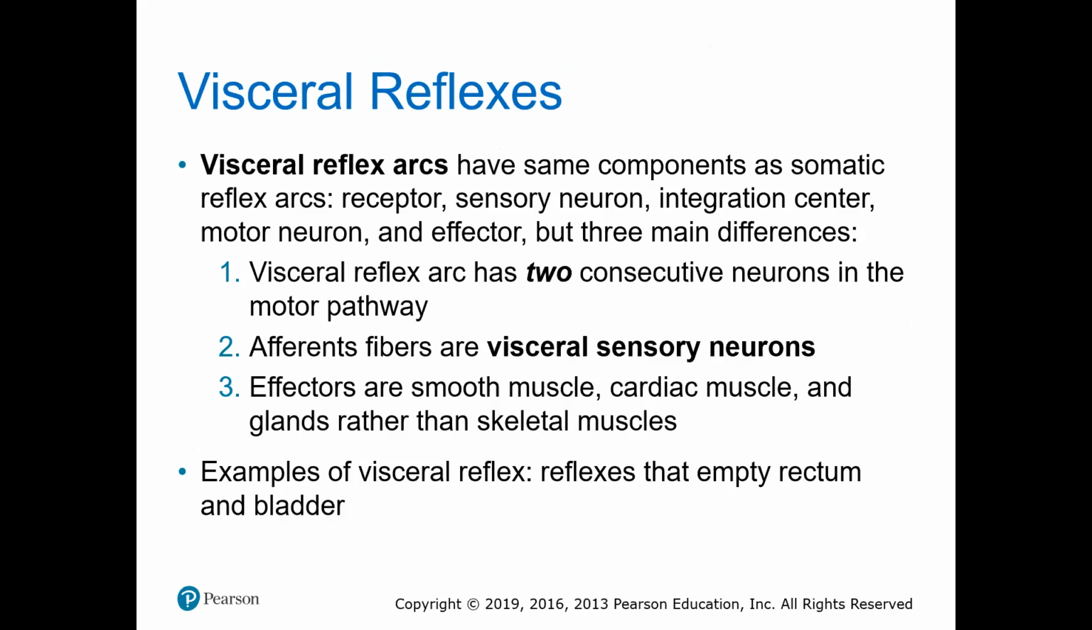So, something else about our viscera is we have our reflex arc. Our reflex arcs in here are very similar to a spinal reflex, but there is one difference. Well, actually, it's three, but the big difference is that there are two neurons in the pathway. Normally we have a receptor, a sensory neuron, an integration center, a motor neuron, and an effector. But the reflex arc here has two neurons in the motor pathway out.